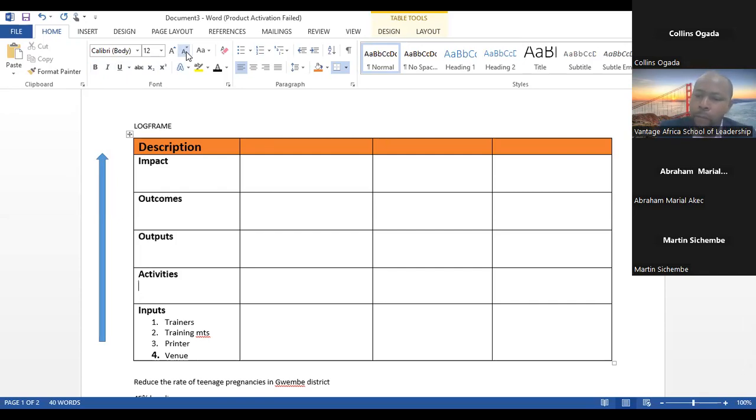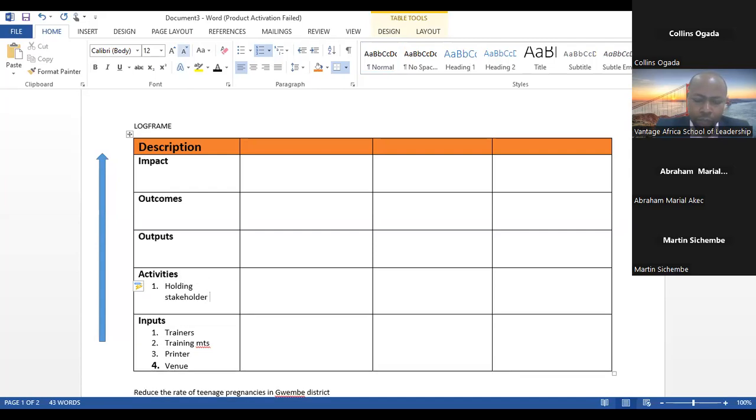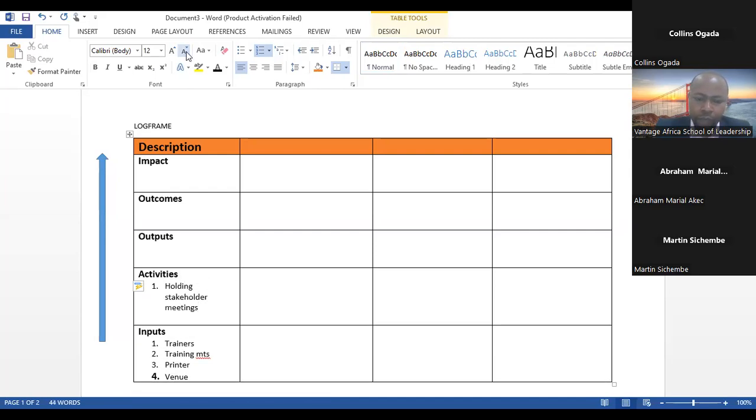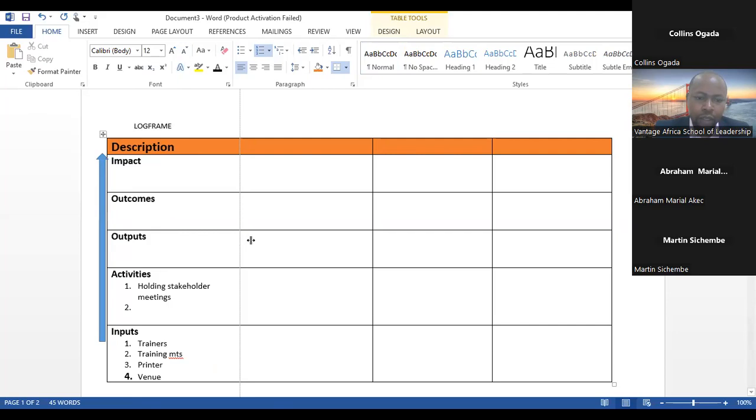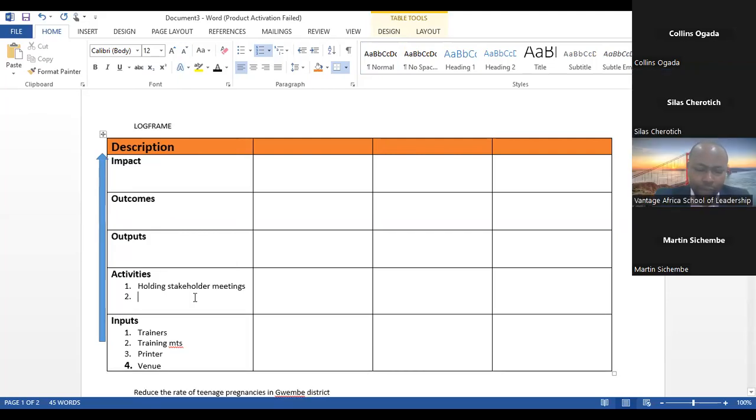The first, like I said earlier on, activities: holding four meetings with key stakeholders. Holding stakeholder meetings, yes, and creating a written agreement, and conducting a training per school in all 28 schools for 160 teachers. Conducting the training, right? How many trainings?